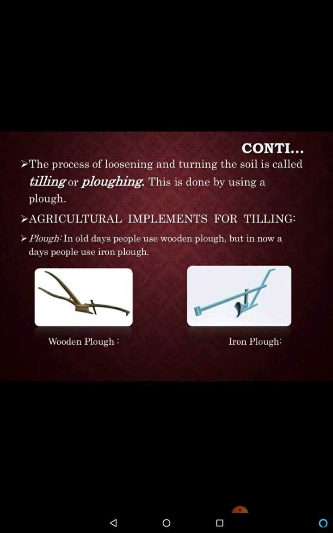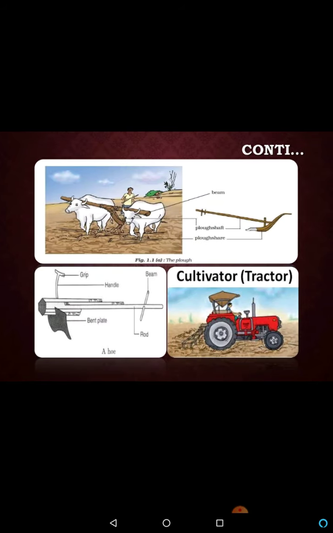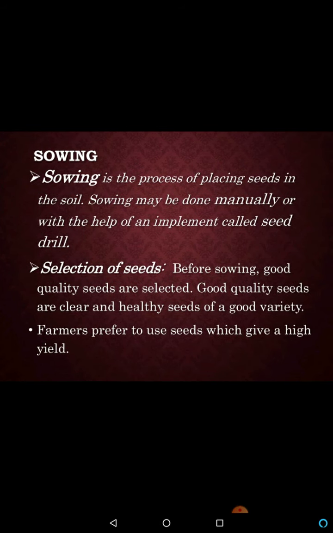Next, the process of loosening and turning the soil is called tilling or plowing. This is done by using a plow. Agricultural implements for tilling are plow. In old days people used a wooden plow, but now people use an iron plow. So you can see the different types of plow in the photo given below. So this is the plow and hoe, a tractor which is now used for loosening the soil and leveling the soil nowadays. So next is sowing.